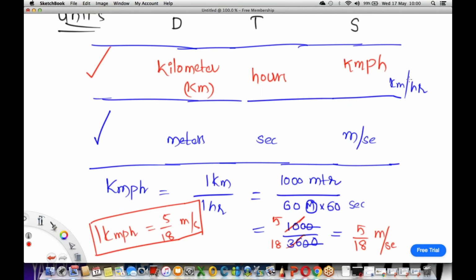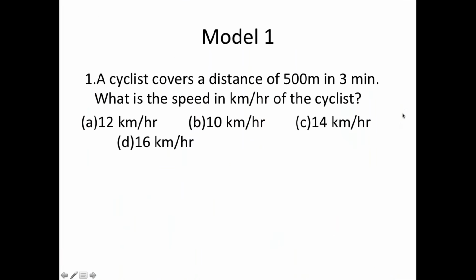Yes? Shall we go for the questions which are based on this? Yes, mentors, please respond. Yes. Is the point clear? We'll go for the questions. Solve question number 1. Just give me the answer.